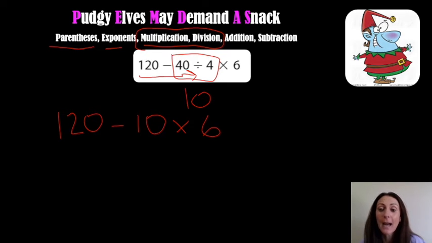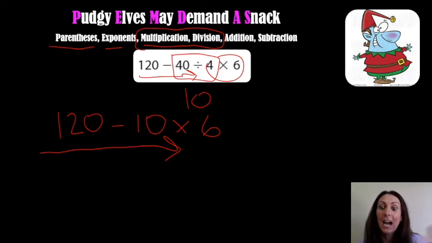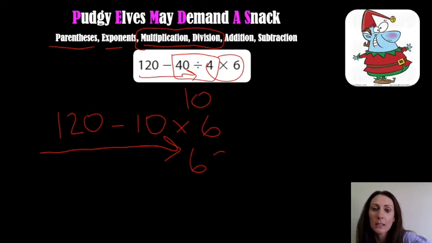Okay, can I move on to addition and subtraction? No, you're right, because I still have what? Yeah, I still have the times 6, and now I have to do that. So here I go, moving from left to right. What am I going to multiply? 10 times 6, right. So what is 10 times 6? Yell it out to me. Yeah, right, 60. So I'm going to put a 60, and I'm going to rewrite my problem.